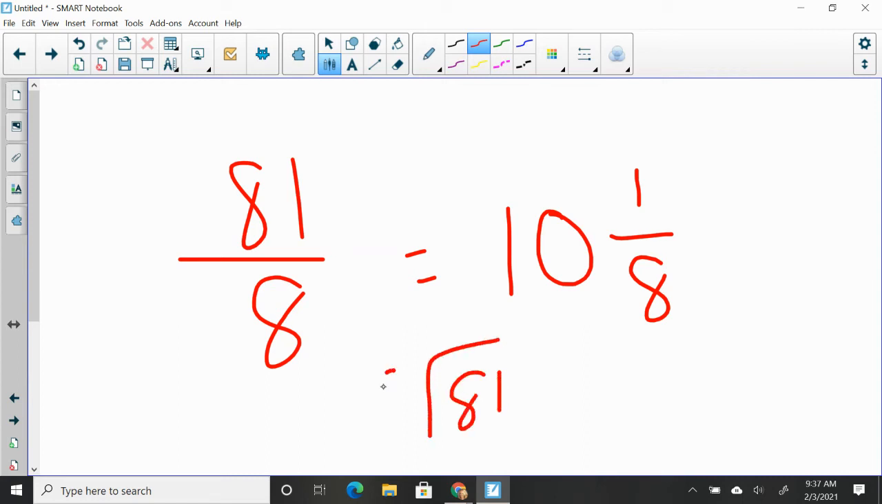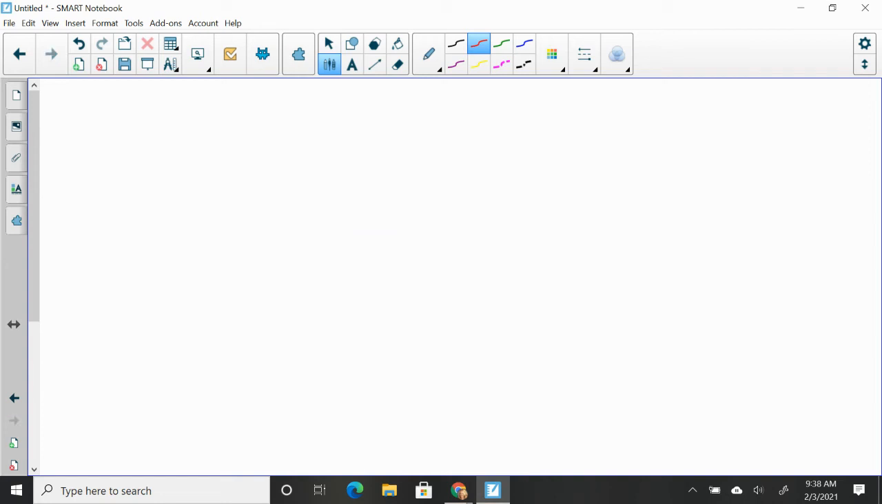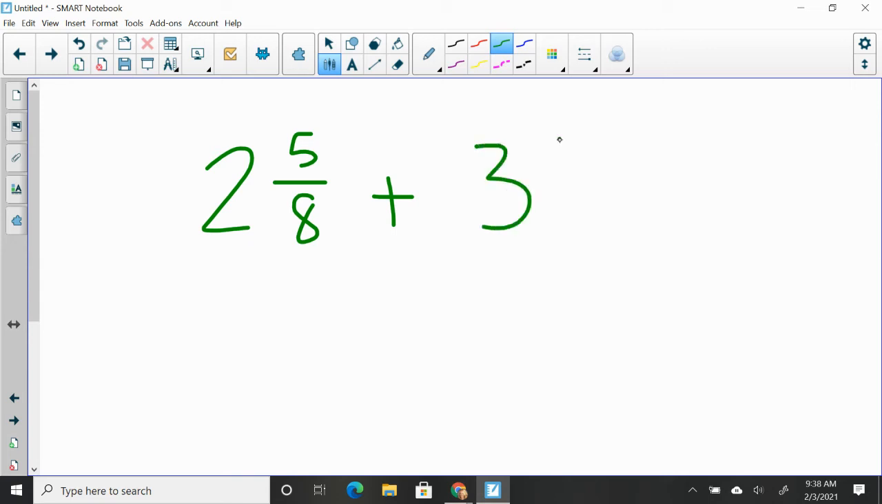If you had to write it out, this is what it would look like. So 8 goes into 81, 10 whole times, which is 80. And when you subtract, you end up with 1 remaining. 1 what? 1/8. Okay, now why is this going to be important? Well, let's say we had to add 2 and 5/8 plus 3 and 4/8. What if we had to add those two things?